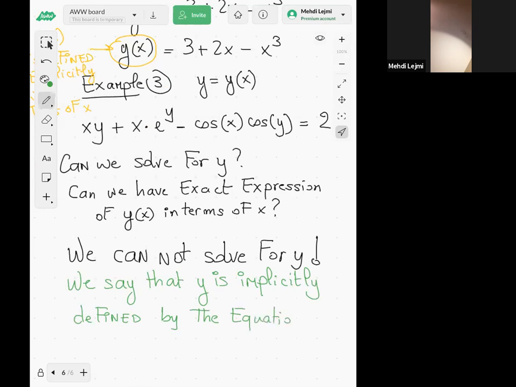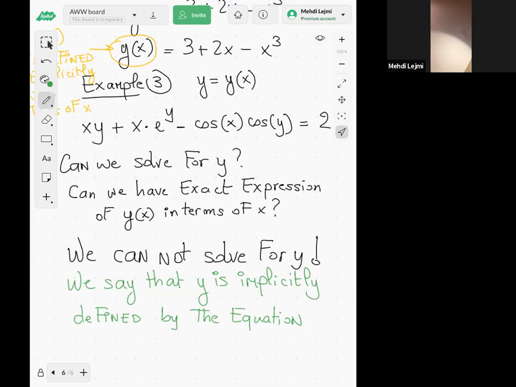So it's not explicitly defined because you cannot solve for y. You cannot have the exact expression of y. But still, you have this equation, which describes a relation between x and y. And so we say that y is implicitly defined by the equation.